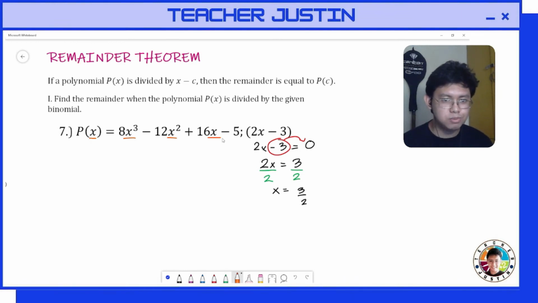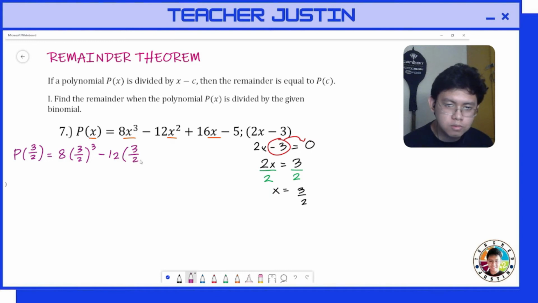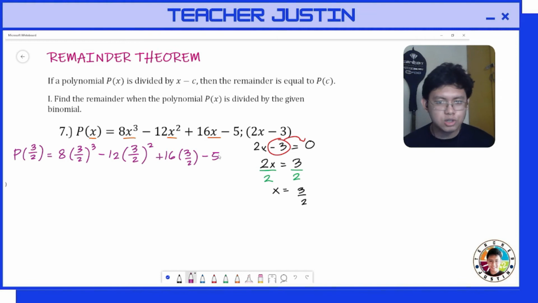Okay, so let's proceed to changing all the value of x by 3 over 2. So let's have p of 3 over 2 is equal to 8 times 3 over 2 raised to 3 minus 12 times 3 over 2 squared plus 16 times 3 over 2 minus 5. Then let's simplify using the order of operation.